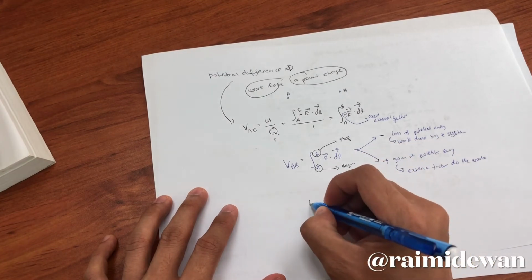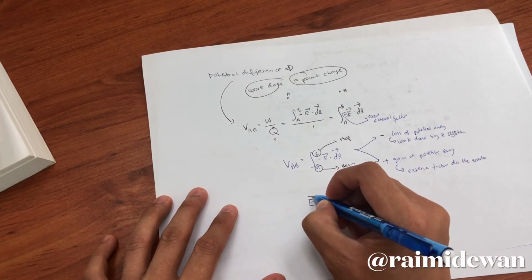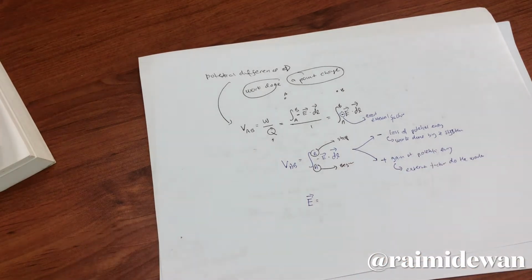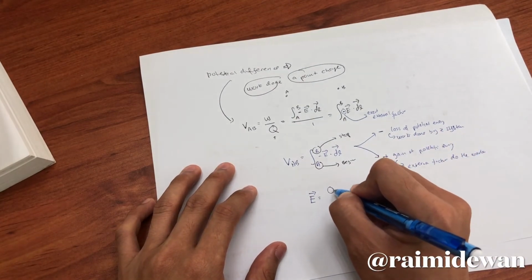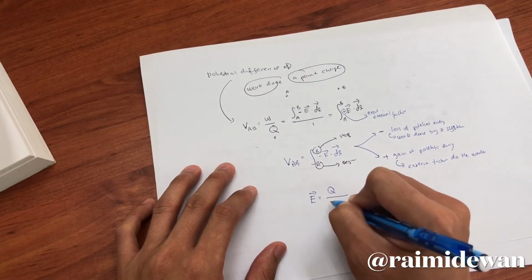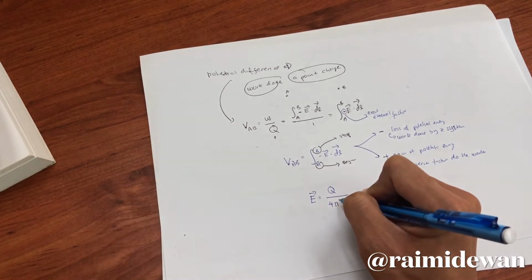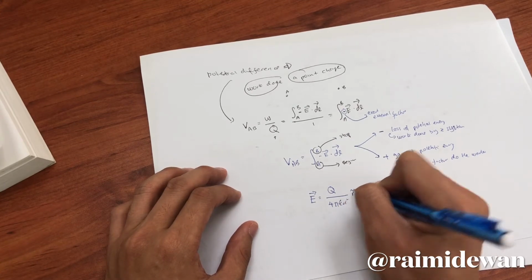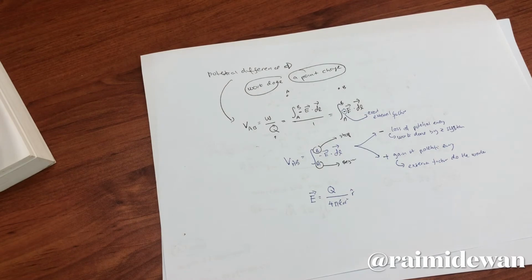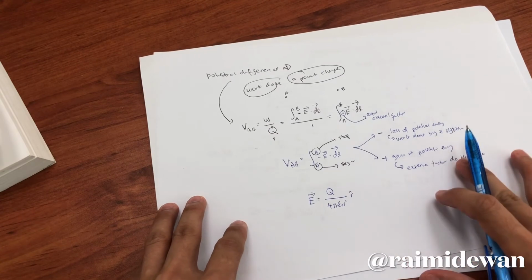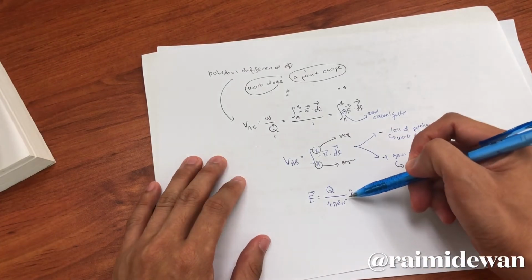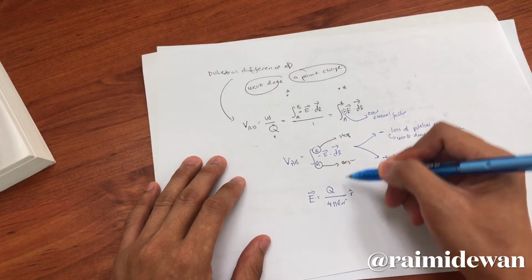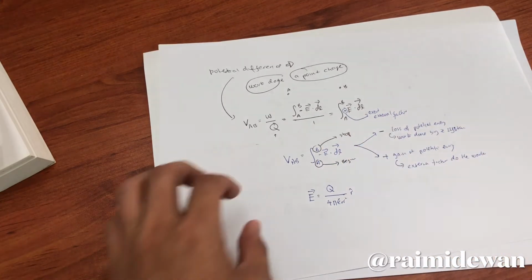Okay, so what have you learned in your previous lecture about E? E can be described as Q over 4 pi epsilon naught r squared in the r direction, okay. So let's say you want to introduce this to further expand this condition.